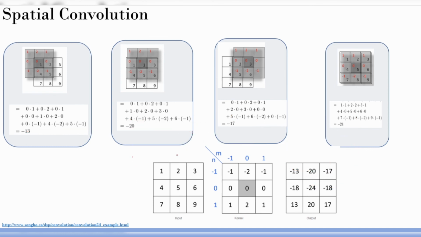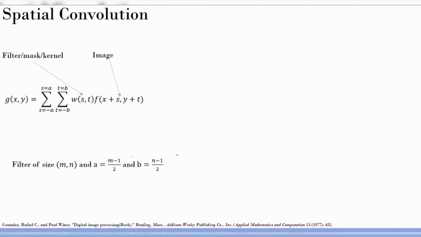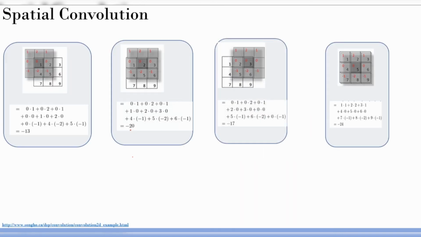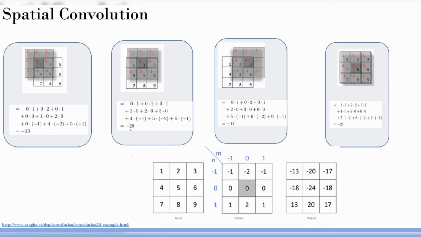If I go back, this is exactly summarized nicely in this expression. If you don't remember the expression or are not understanding it, forget it. You can do it like this, and it's a simple 2-3 lines of code. So that is all about spatial convolution. I hope you understood and are very interested in this.